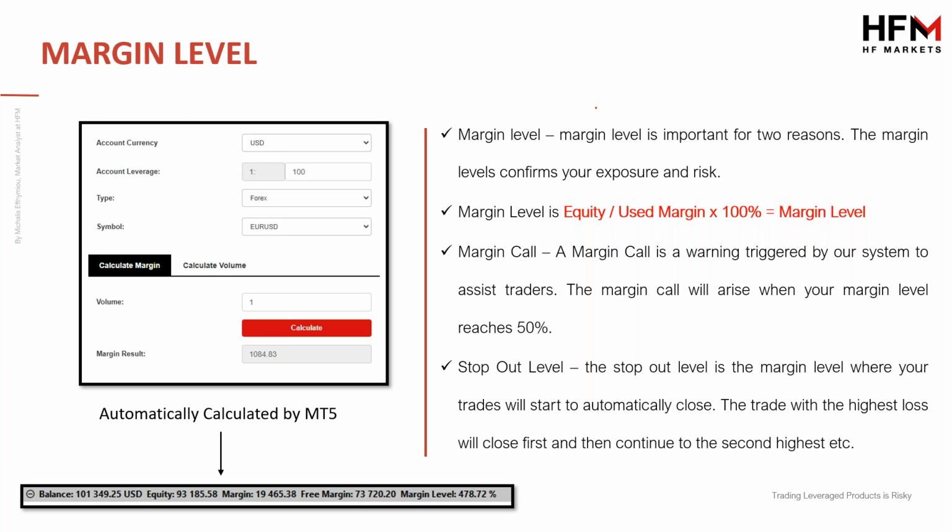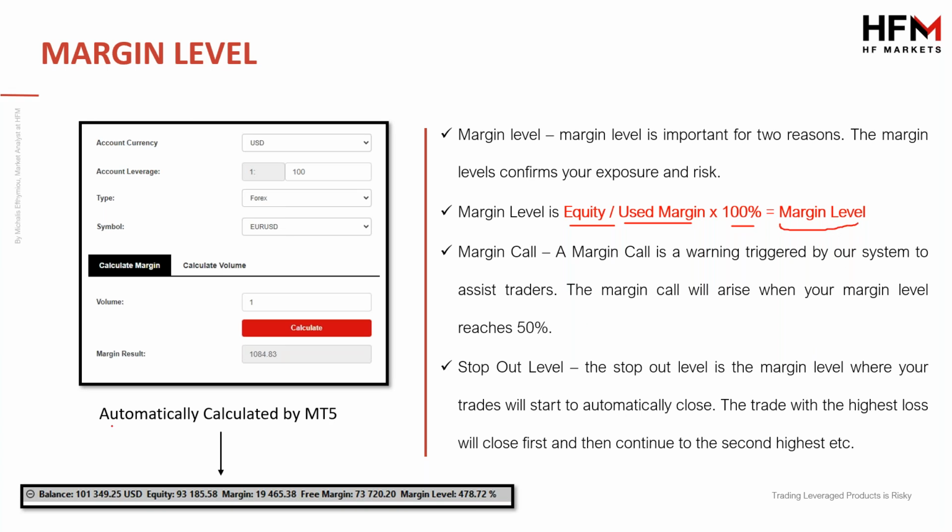But when we're looking at margin level, we are looking at management, but in addition to this, we are going to look at things to look out for in terms of the margin level. Now, margin level is important for two reasons. As we can see here, the margin level confirms your exposure and it also confirms your risk. The calculation for margin is very simple. You just take your equity and divide it by used margin and times it by 100, and that will give you your margin level.